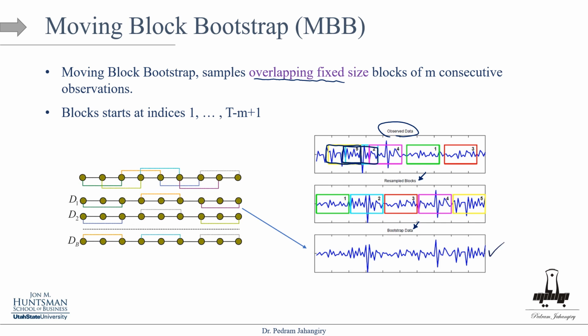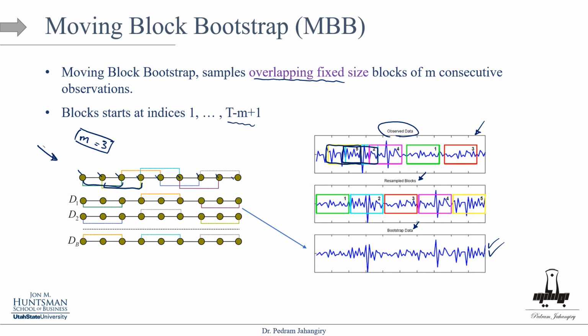And now we can repeat this process many, many times. We can generate many, many bootstrap observations, right? And just pay attention that the block indices start from number 1 to number T minus M plus 1. So what does that mean? Imagine on the left hand side we have 9 observations: 1, 2, 3, 4, 5, 6, 7, 8, 9, right? And imagine our M is equal to 3. The block size, the fixed block size that can be overlapping, is 3, right? So this is block number 1, block number 2, and etc., right?